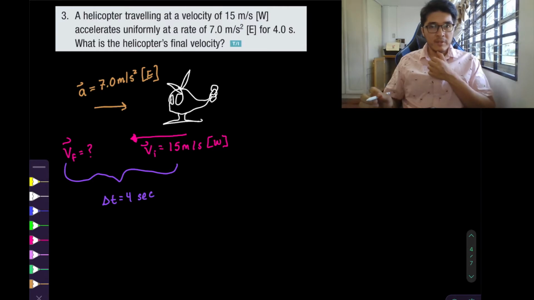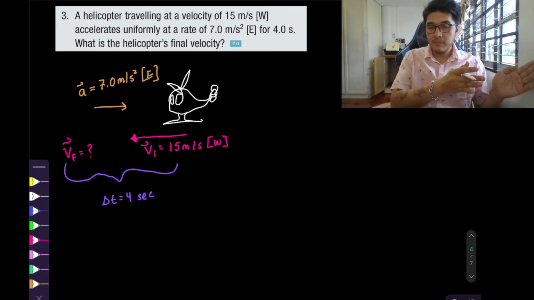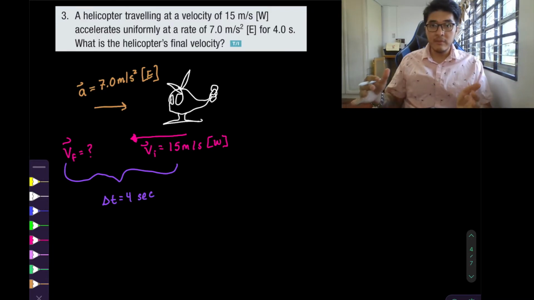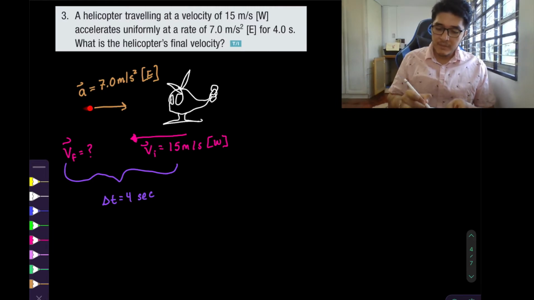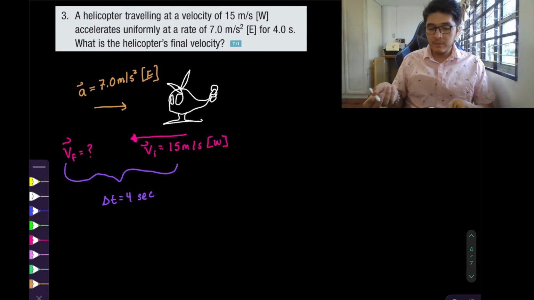So notice that whenever they say the word uniformly accelerating, it means that the acceleration value does not change. So it doesn't mean uniform motion where the velocity value doesn't change. And because our acceleration vector is to the right and our velocity vector is to the left, we suspect that this is going to be slowing down. So we know we're going to be correct if our final velocity is lower than 15. So let's try to see if we can calculate that.